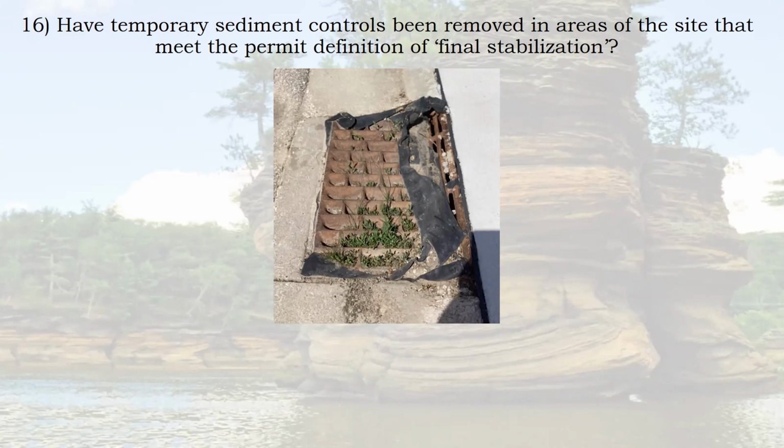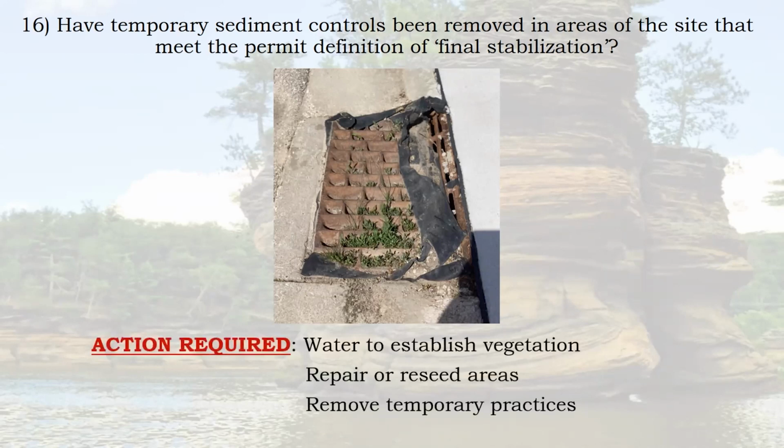So this is an example of one that I found that was in there for about a month. You can see grass is growing out of the catch basin protection. This isn't going to be doing any good for our infrastructure if it's not able to have water go through it. So action required would basically just be to remove the temporary practice or replace it if it's still needed.